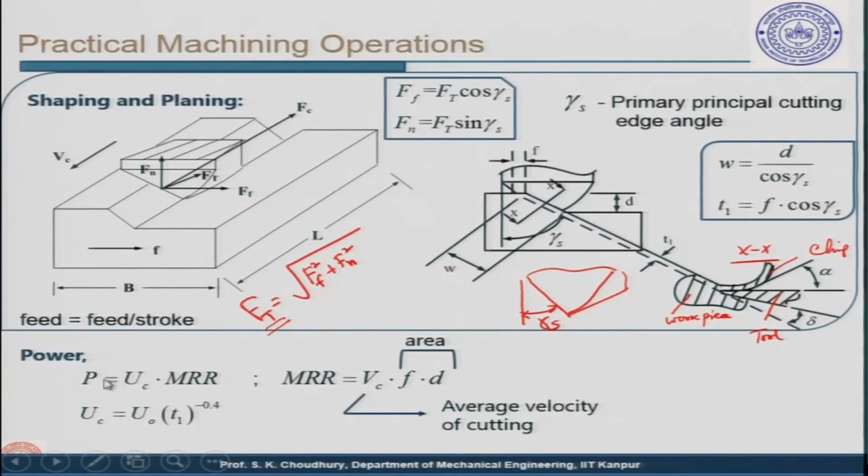So, power here, in case of shaping and planing, is determined by the specific energy times the material removal rate. Specific energy is given by a specific energy constant times T1 to the power minus 0.4, and the material removal rate is again given by the velocity and the area. Area here is the same as in case of turning, F into d, and the average velocity of cutting will be Vc. Here the average velocity of cutting is taken.